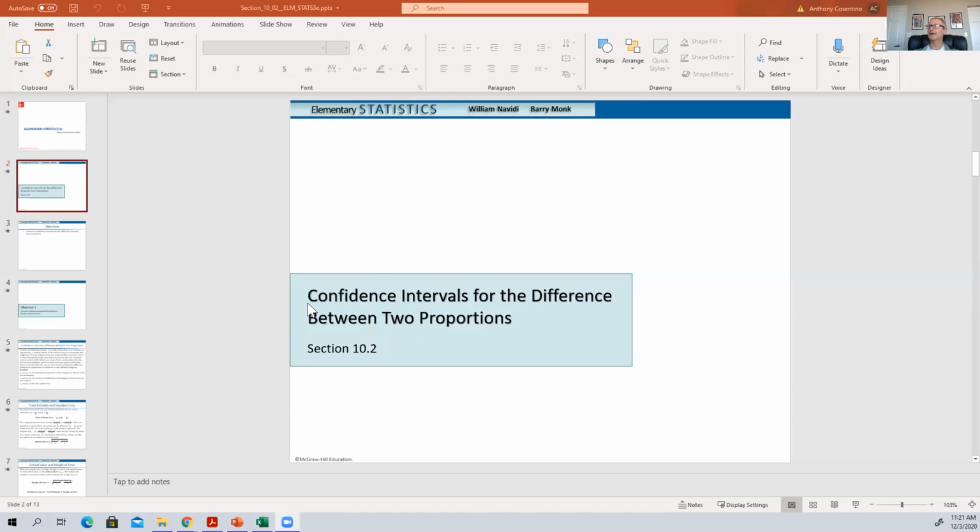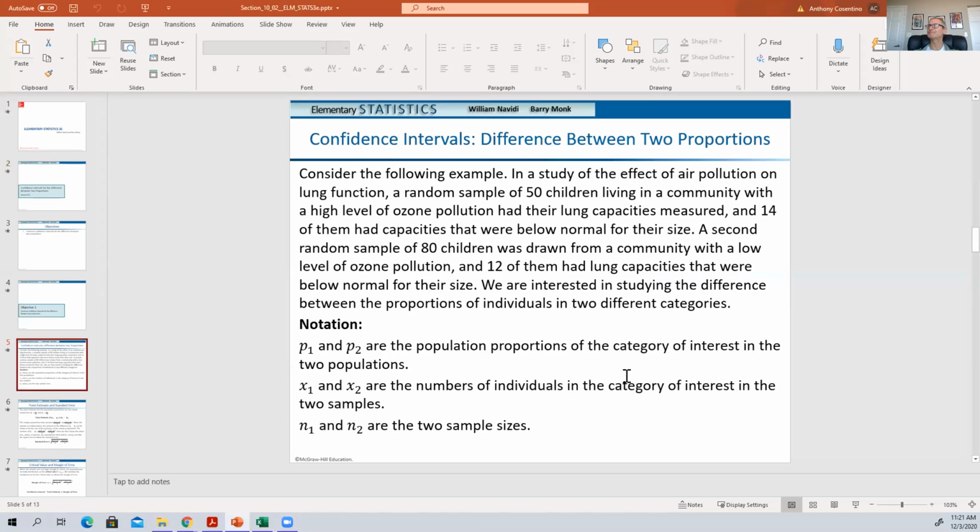And so again, with regard to the proportions. So here would be a good example. It says here, consider the following example. We're studying the effects of air pollution on lung function. And a random sample of 50 children living in a community with a high level of ozone pollution, and they measured their lung capacity. 14 of them had capacity that were below normal. So remember, proportion means 14 yes, and then what is no? It would be 50 minus that. So that would be 36, right?